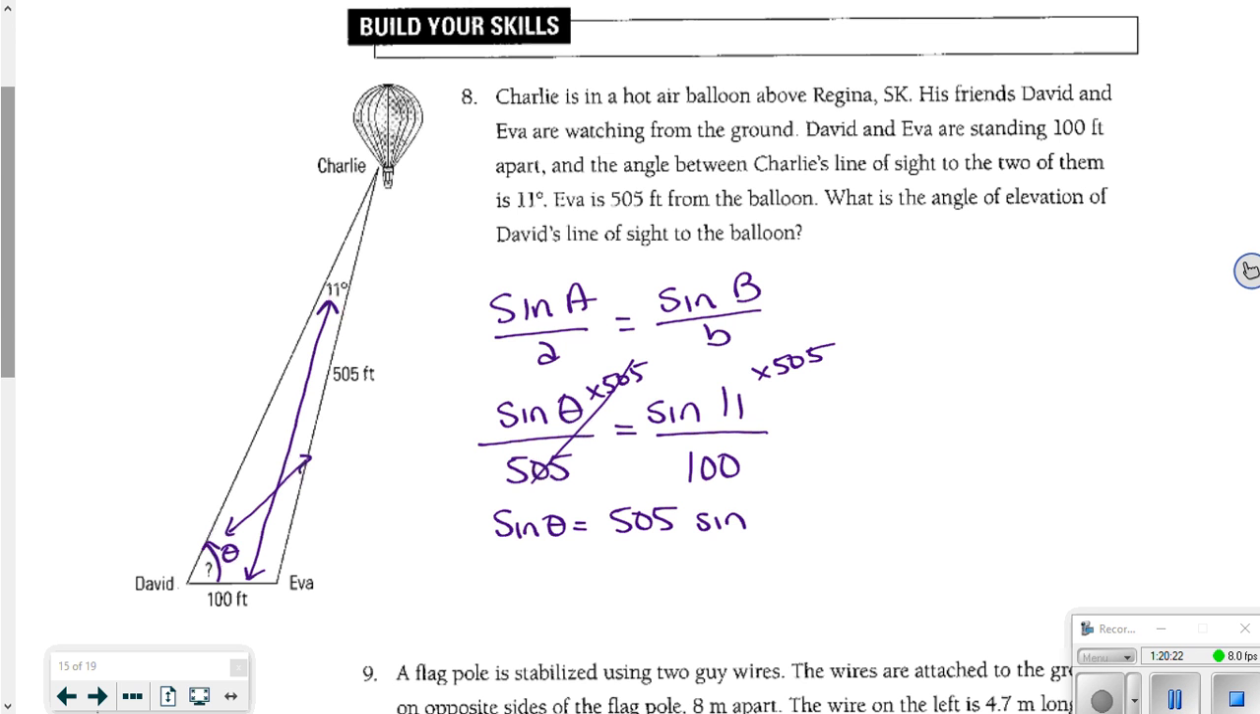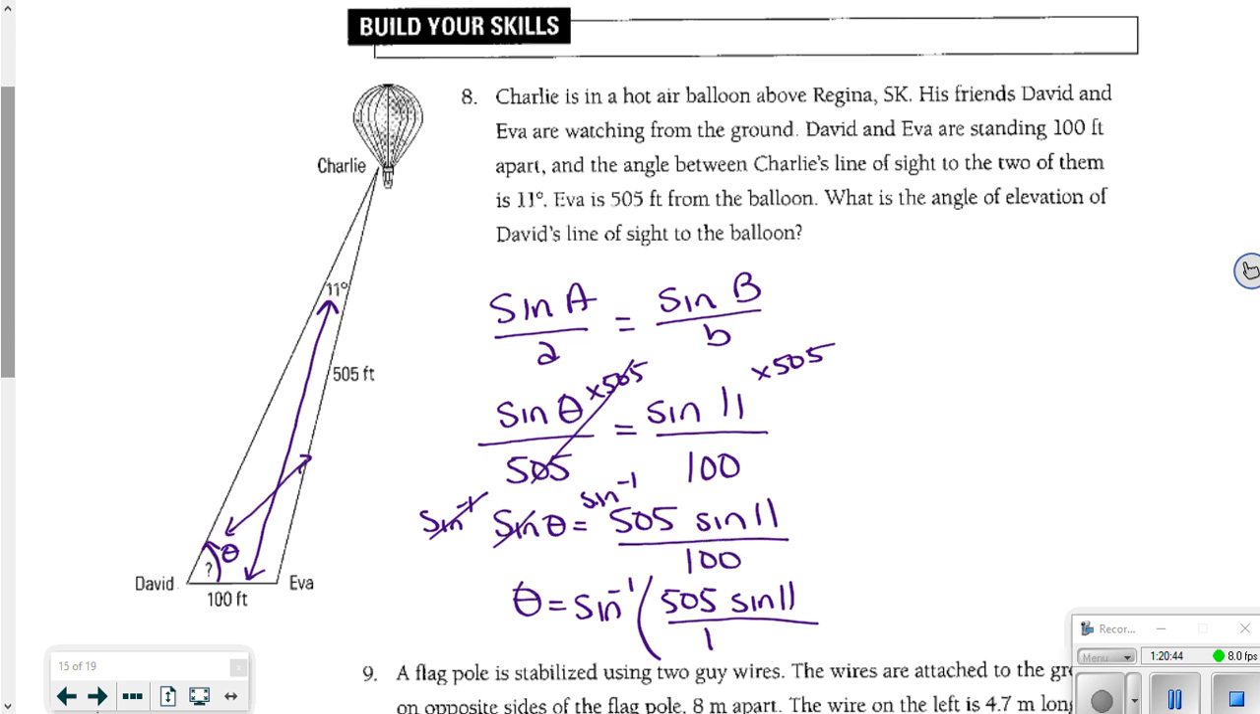So 505 sine 11 over 100. Inverse sine to get the angle totally alone. My angle equals the inverse sine of 505 times sine 11, all divided by 100, which is going to be 74 degrees.